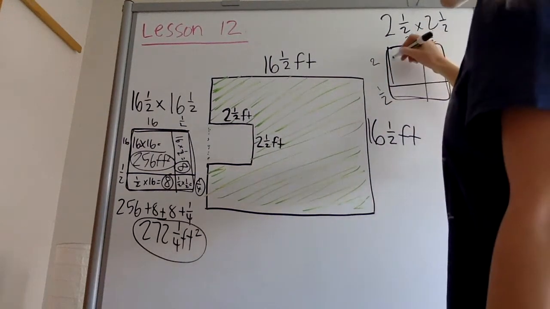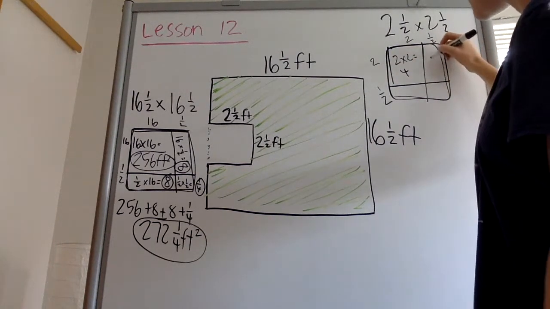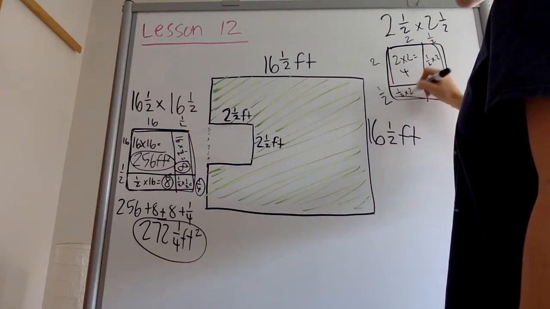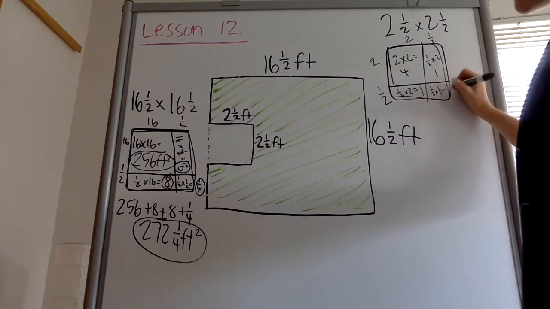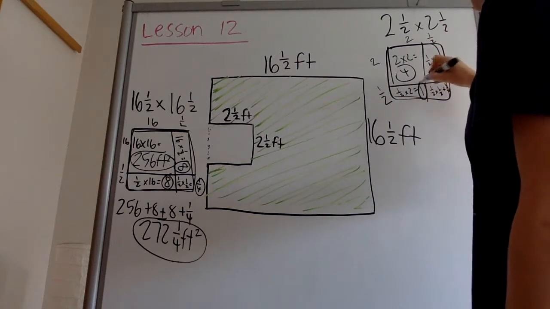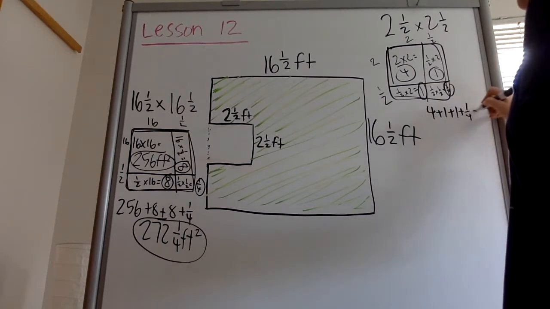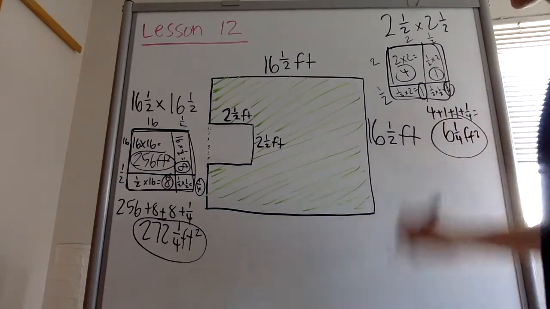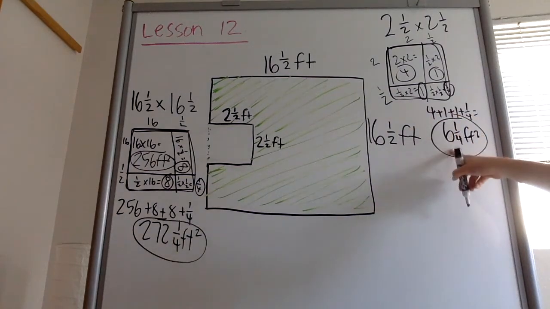To find this square, it's 2 times 2, which is 4. This square would be 1/2 times 2, which is 1 whole. Same thing here, 1/2 times 2 gives me 1 whole. And here it's 1/2 times 1/2, which again gives me 1/4. So if I add all of these together, that's 4 plus 1 plus 1 plus 1/4. So I'm going to have a total of 6 and 1/4 feet squared. That's not grass. So if this is the whole yard, this is what's not grass.